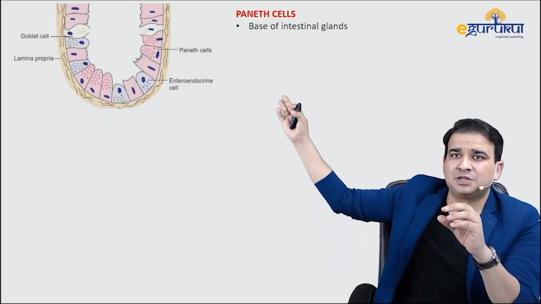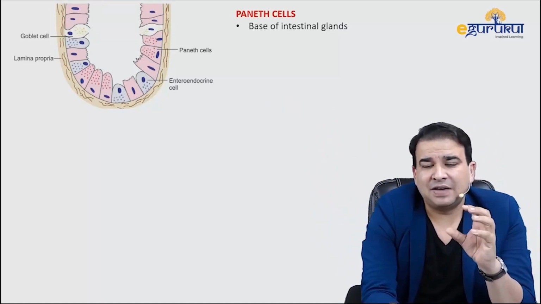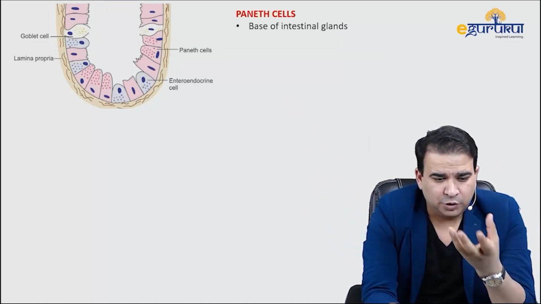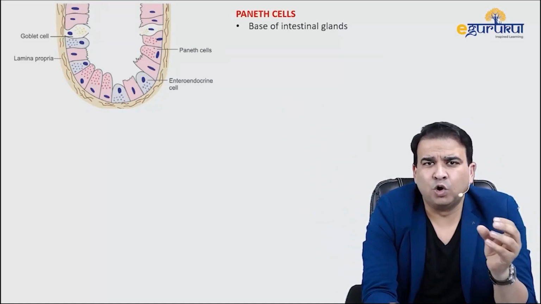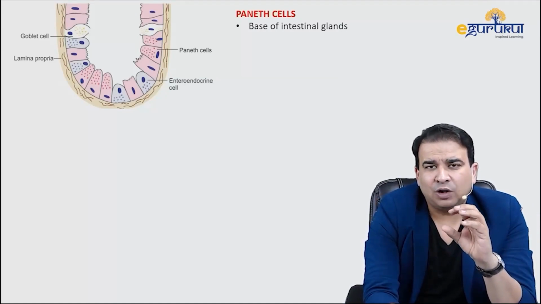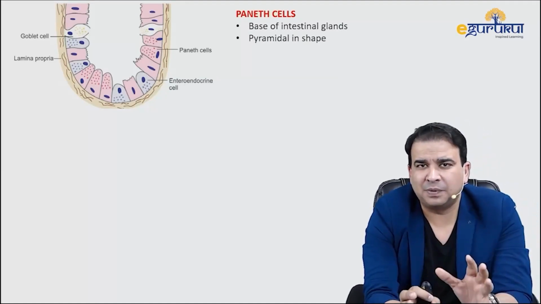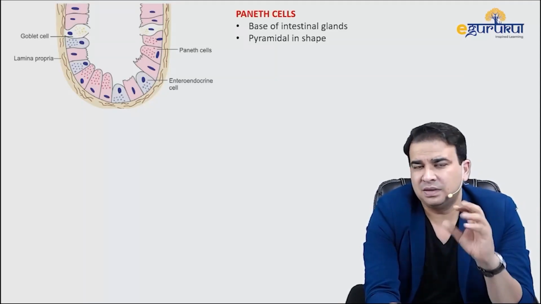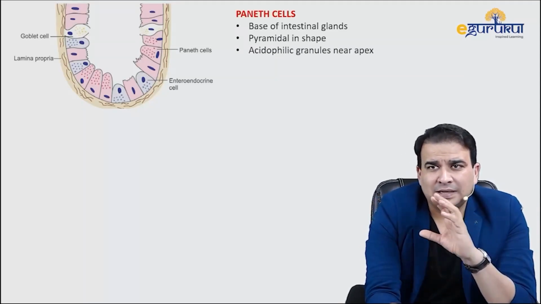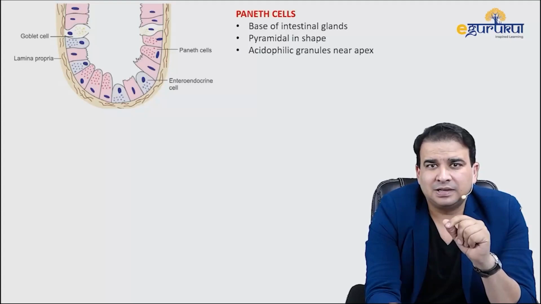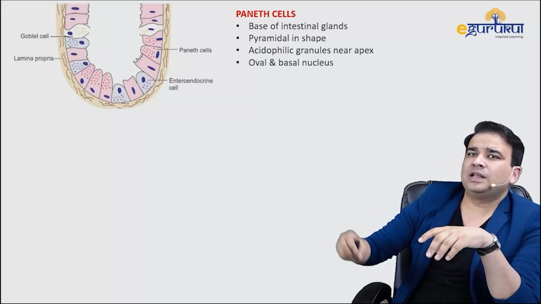You can see that in the schematic picture there, which is having a basal nucleus which is usually flattened or oval. And they have all these acidophilic granules which are present in them, which gives them a typical appearance because they stain intensely with the eosin. So acidophilic granules are present near the apex, as we said, and we have the oval and the basal nucleus.